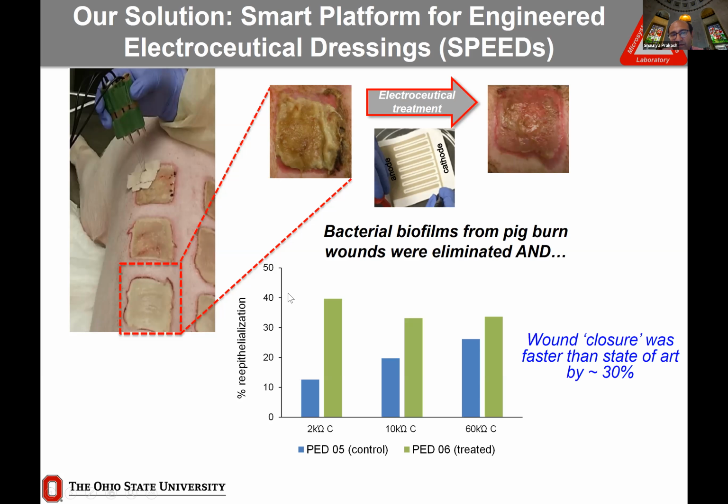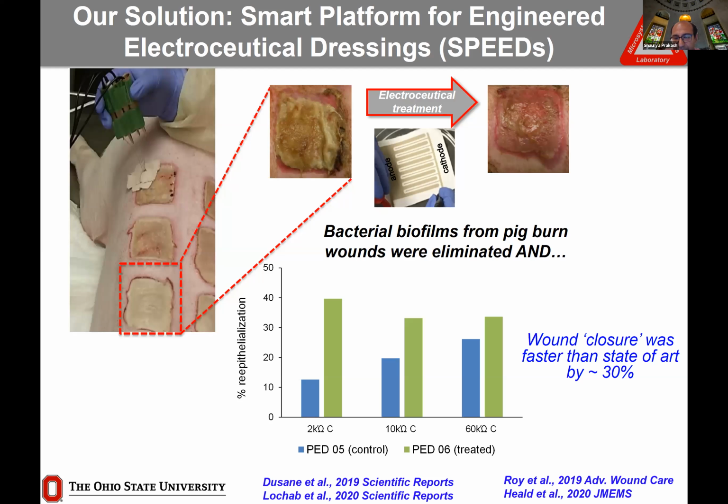If you look at this plot here, the y-axis shows the reformation of the skin over a period of a few days, and consistently the green bars, which were our electroceutical treatment, compared to the state-of-the-art dosing mechanism that we've used, we find that the electroceutical does better than any other treatment method that's out there. And it does better by about 30% on average in terms of wound closure.